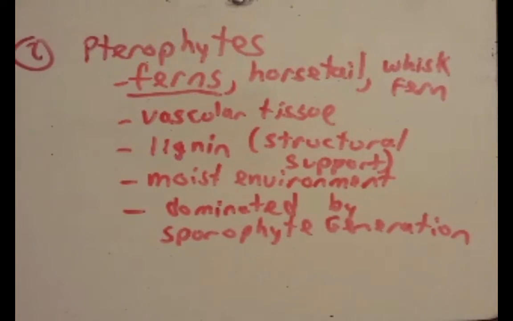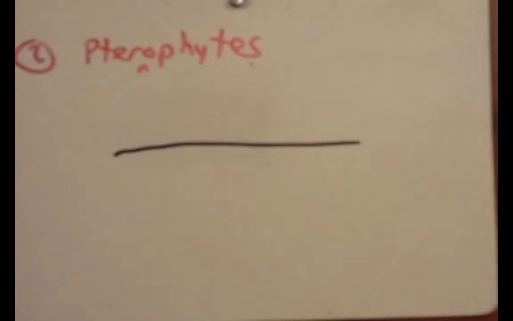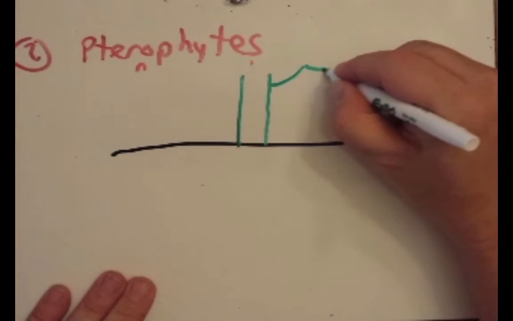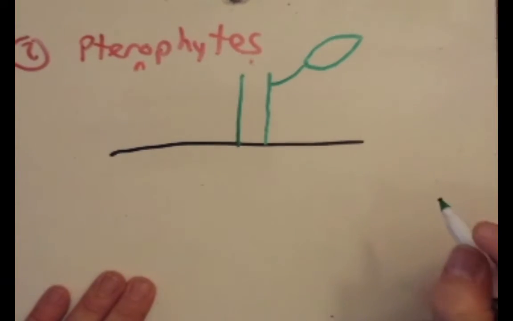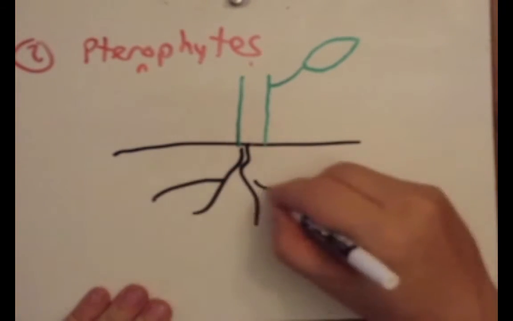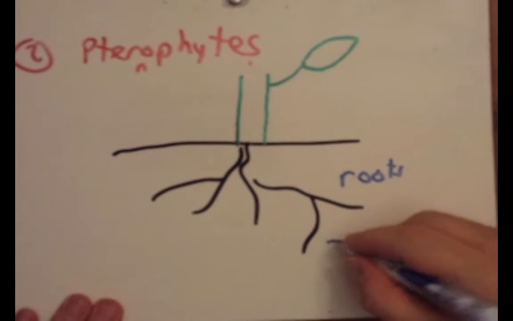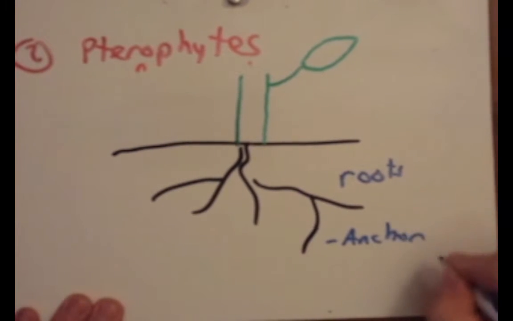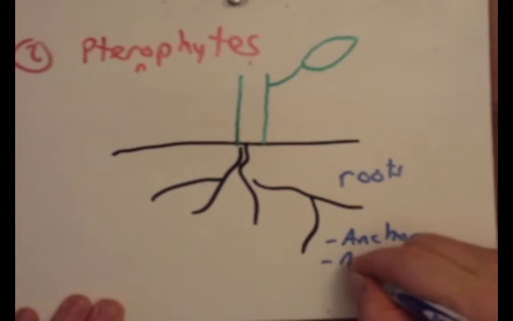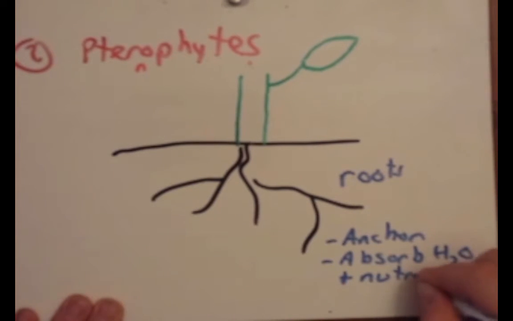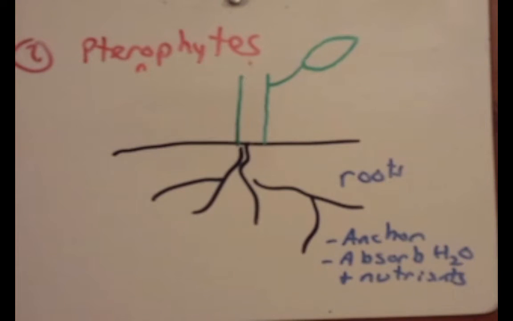I'm going to erase a little bit of this so we can talk about roots, leaves, and transport. So if we were to draw the shoot at the top, the shoot will have leaves coming off of it. And down below we have the roots. So what purpose do the roots have? Well, let's list a few of them. They serve as an anchor to anchor the plant. They absorb water and nutrients from the soil. That's all you need to know about roots.